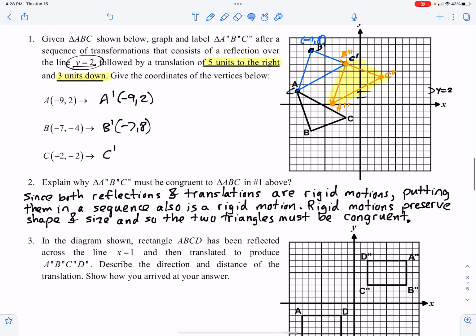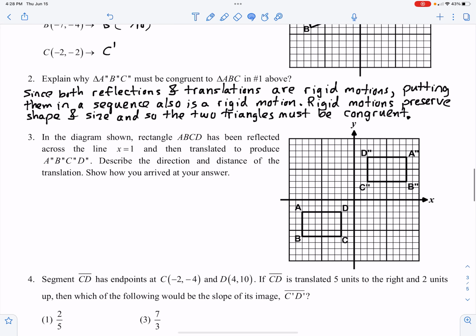Number 3. In the diagram shown below, rectangle ABCD has been reflected across the line x equals 1. Okay, so I'm going to draw x equals 1 in blue so we can see it. X equals 1 is this line right there. Okay, so it's been reflected about that line.